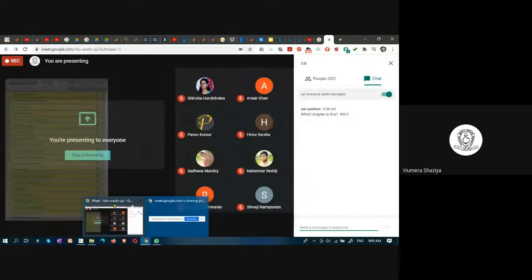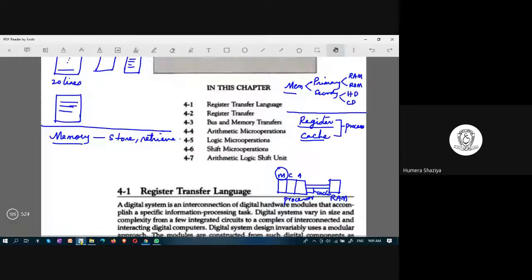Yeah, this is the fourth chapter. Students, any doubts in this memory concept? You have memory, different types, primary, secondary, and these two are also types of memories which are associated with the processor essentially.